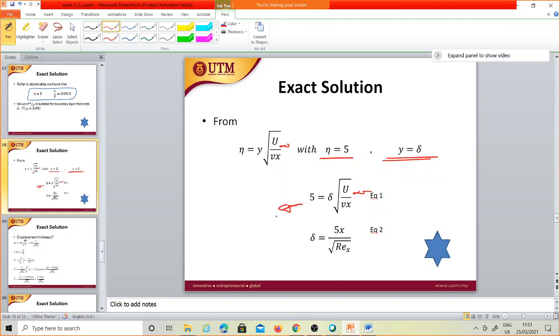Normally they do some simplification. For example, they write 5 should be equal to delta times the square root of u infinity by mu x. Then you multiply both sides by x, which they write as root x. Then you have the 5x here, and delta should be, you can see one root x will be cancelled out, and you will have the square root of rho u x by mu, that is Re_x. So R means what in this case?